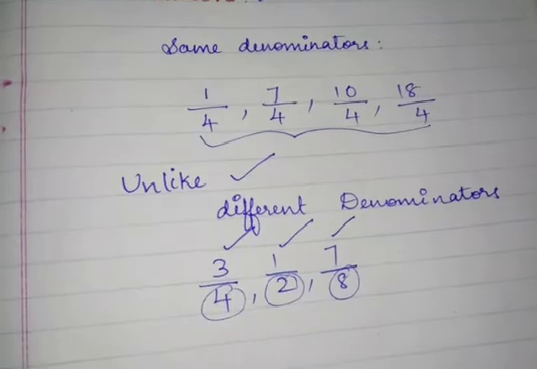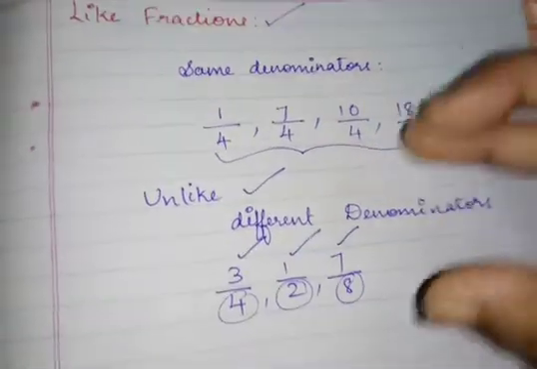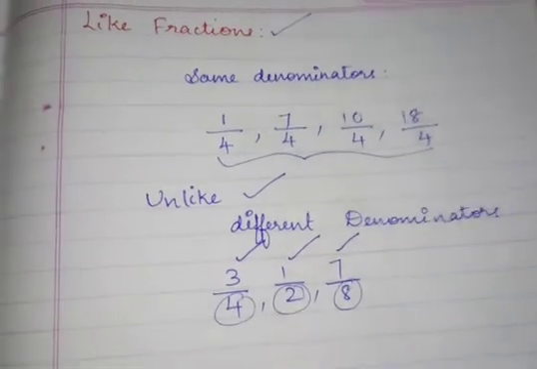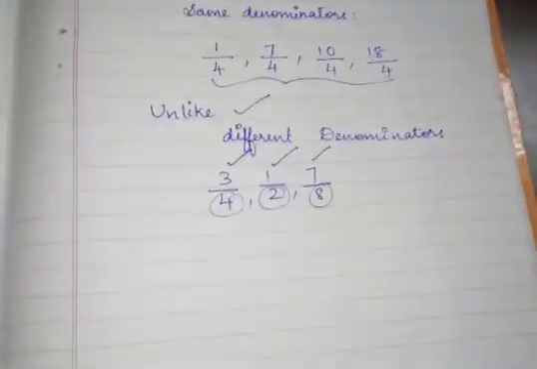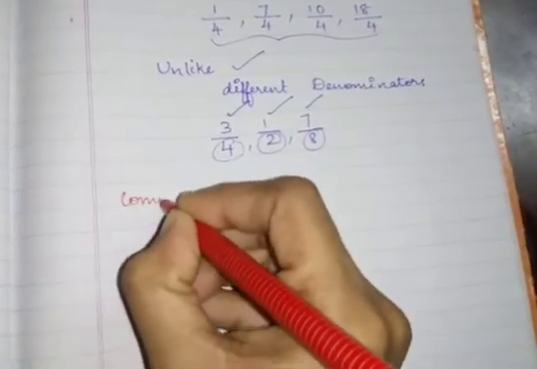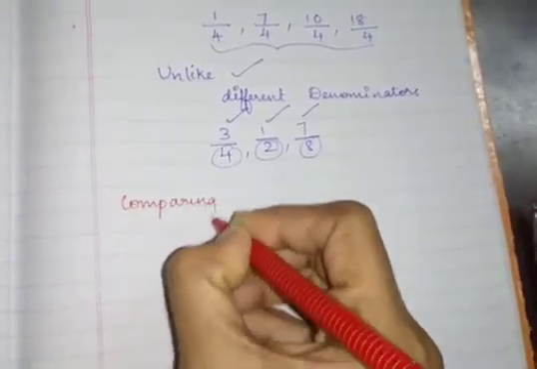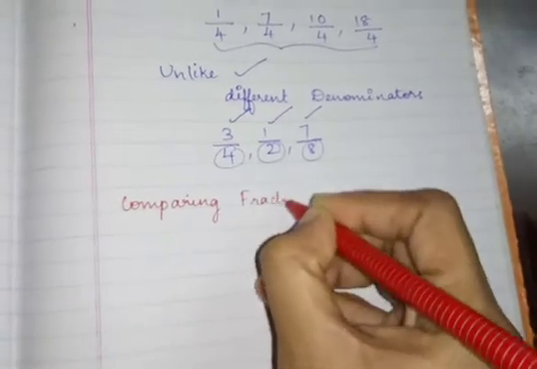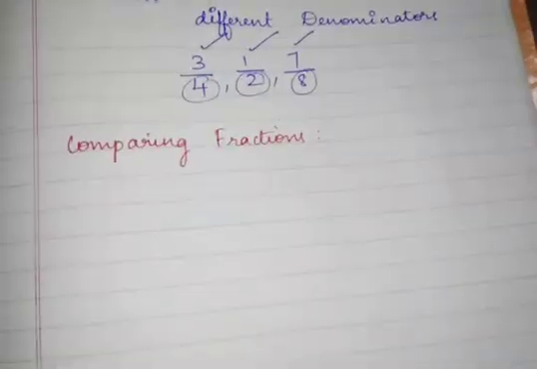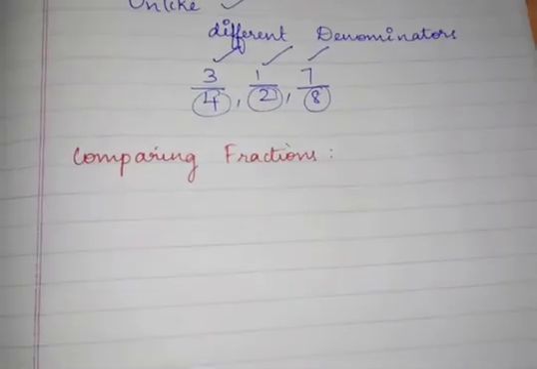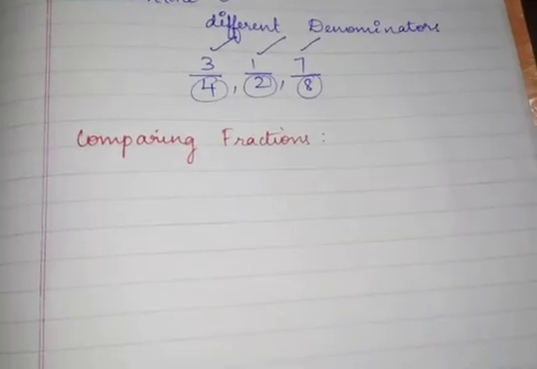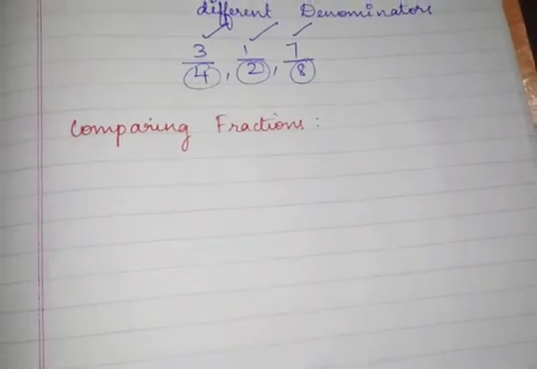Now, did you understand what is meant by like fractions and unlike fractions? Next, we are going to start the next concept on the next page: comparing fractions. We are going to compare the fractions. Actually, this comparison can be done only when the fractions are like fractions. When the fractions are like fractions, we can compare the numerators.